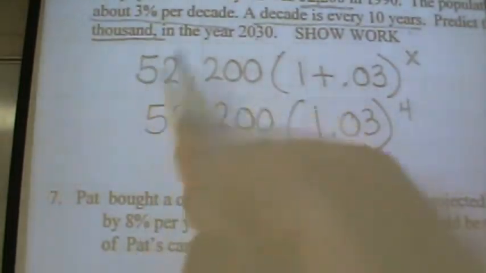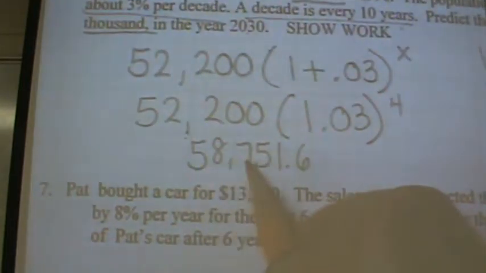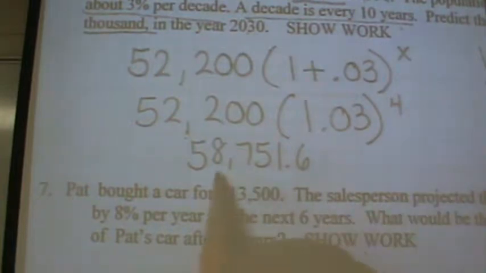So now, back to this rounding. Which number is the nearest 1,000? Is it this?